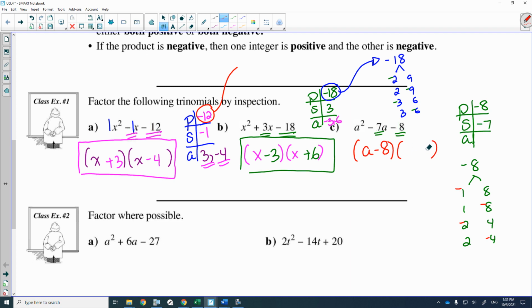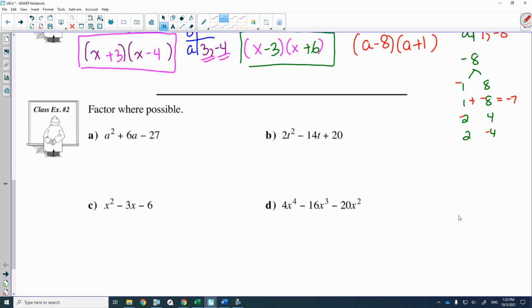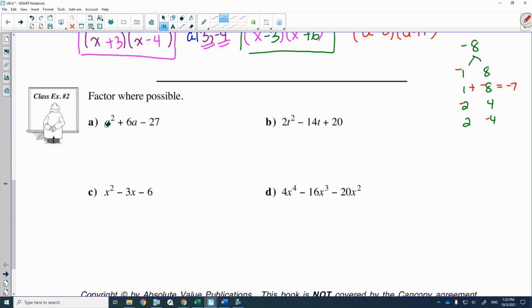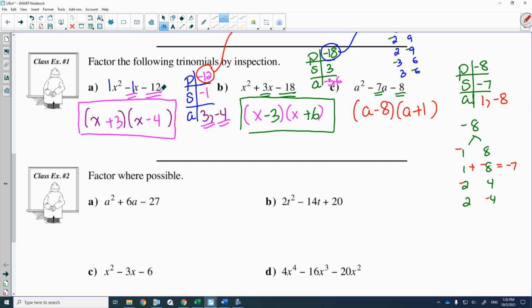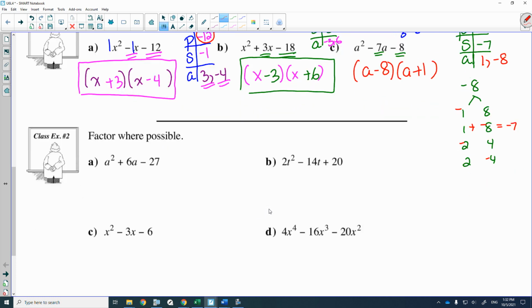Danny, do you have this one done? A plus 1. So the 2 numbers that added or summed to negative 7 were this guy here. 1 plus negative 8 would have been the negative 7, so a 1 and a negative 8. Okay, I'm not going to bother doing A because A is the same as this. Let's do B. We're going to do B and we're going to do D.